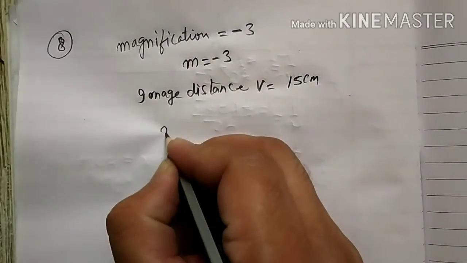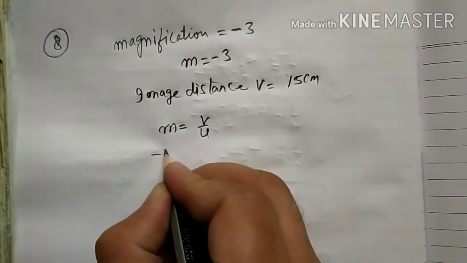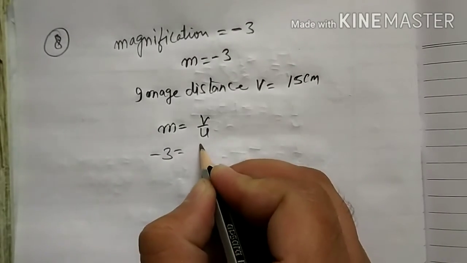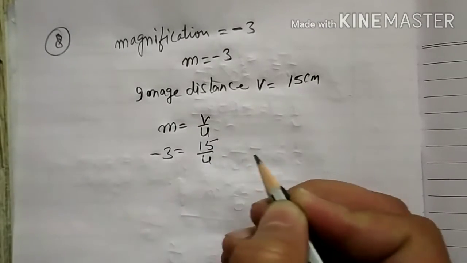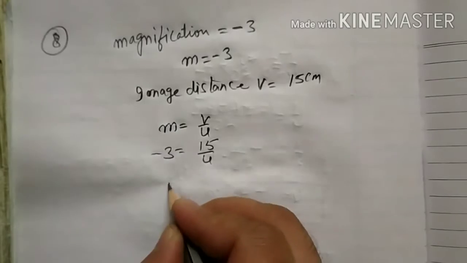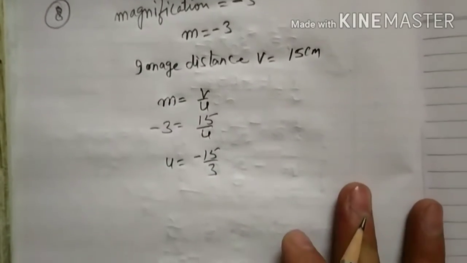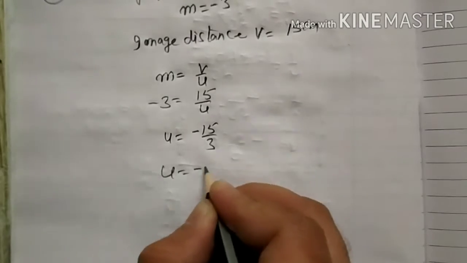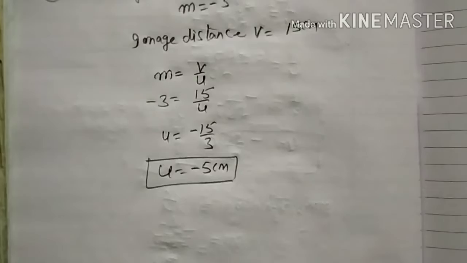So first of all, I will apply the concept of magnification. M equals v upon u. M is equal to minus 3. We don't know about u. We know about v. The v is 15, and we don't know about u. So u will be equal to minus 15 upon 3. So u will come minus 5. Okay, I hope you understood. Minus 5 centimeter.